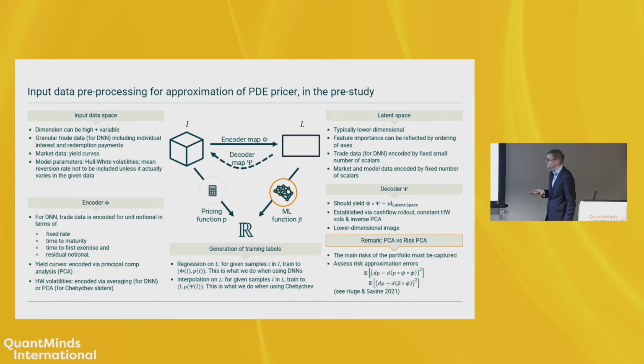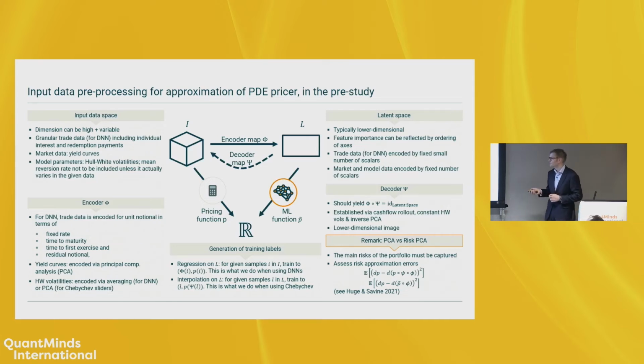I was talking about PCA, so here's another thing we learned from Eugene Savin, that we should be careful about sensitivities. If the risk of our portfolio is orthogonal to the principal components of the market data as it is distributed in VAR, it's not a good idea to look at principal components of the market data, but one should be doing what they call risk PCA instead.